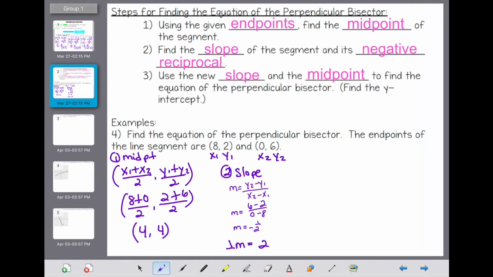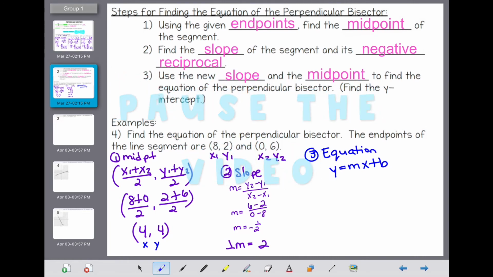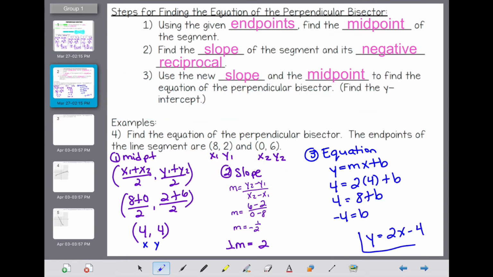For our last step, we will be finding the equation of the perpendicular bisector, and for that we are going to use y equals mx plus b. We are going to use the slope for the perpendicular line and the point for our midpoint to fill in x and y. Again, this is something else that we have practiced in previous lessons, so pause the video to practice on your own. And if you got y equals 2x minus 4, then you are correct.